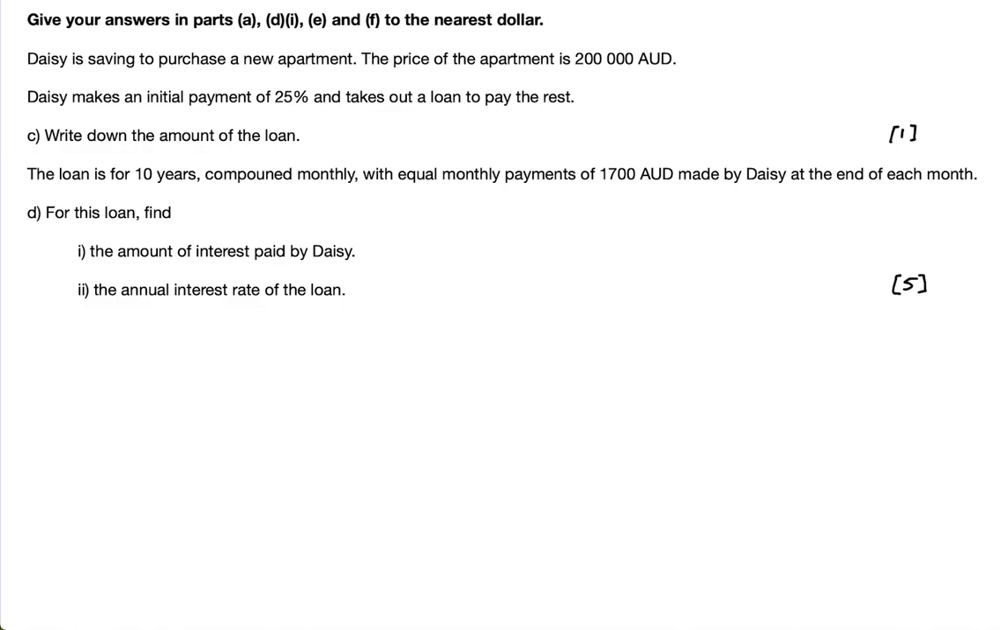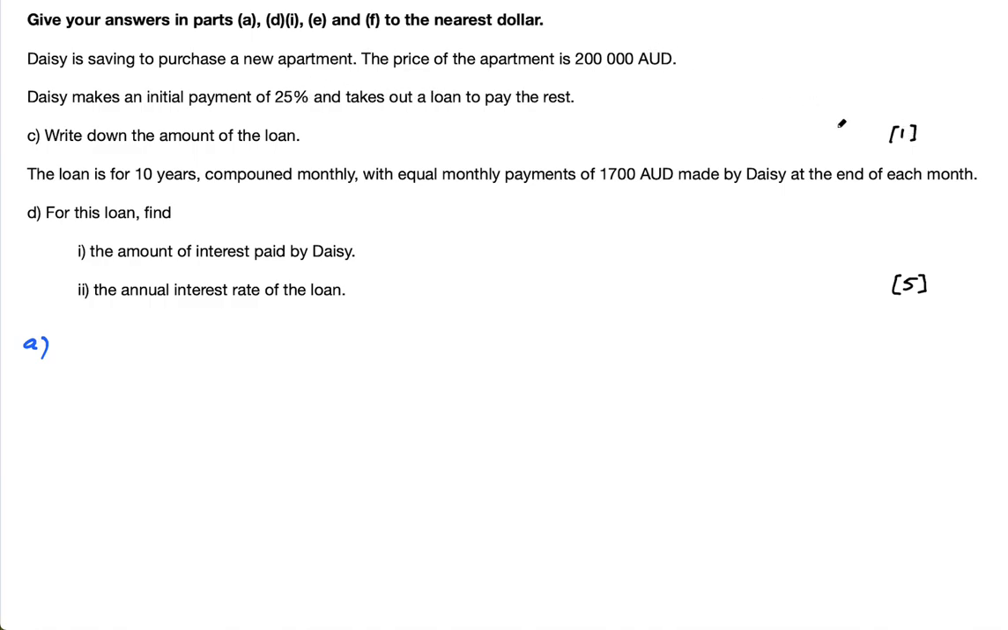Okay, so Daisy is saving to purchase a new apartment. The price of the apartment is $200,000 Aussie dollars. Daisy makes an initial payment of 25% and takes out a loan to pay the rest. So that's kind of standard practice. When you're buying a property, you pay a deposit first, and she's paying a 25% deposit of 200,000.